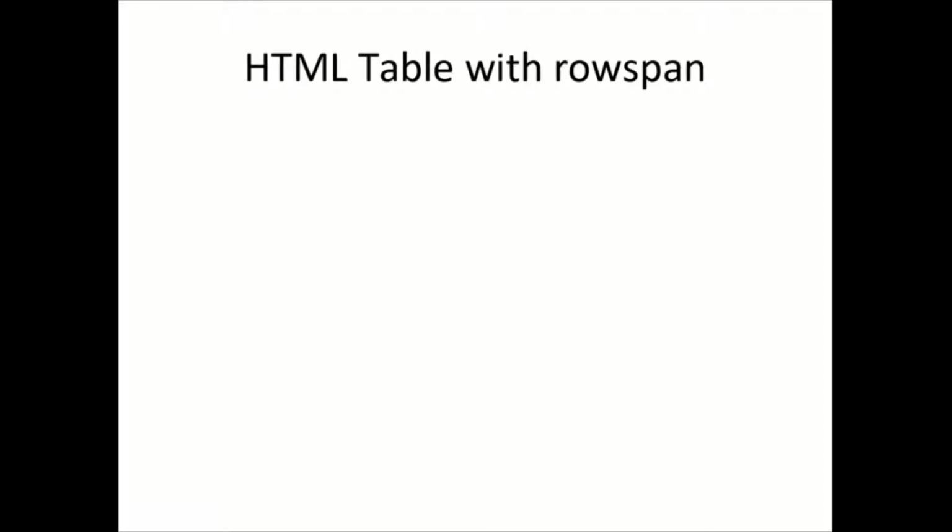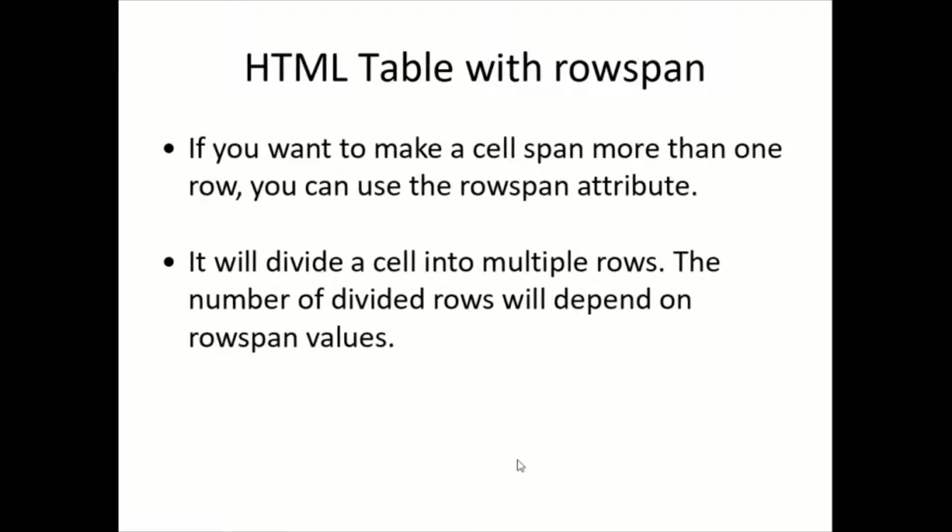HTML table with rowspan. If you want to make a cell span more than one row, you can use the rowspan attribute. It will divide a cell into multiple rows. The number of divided rows will depend on the rowspan value.